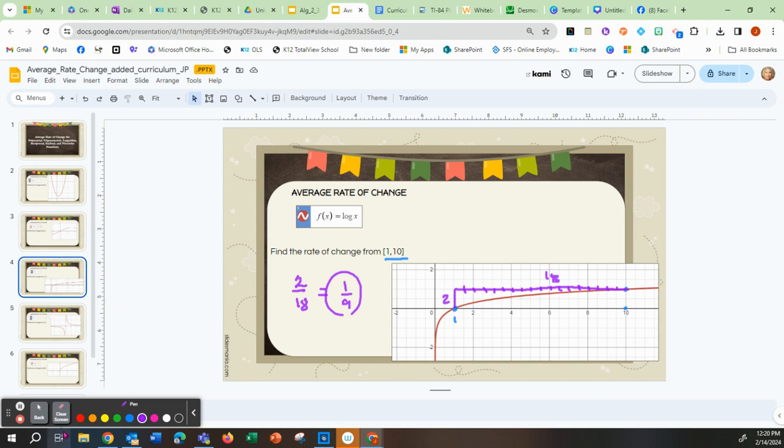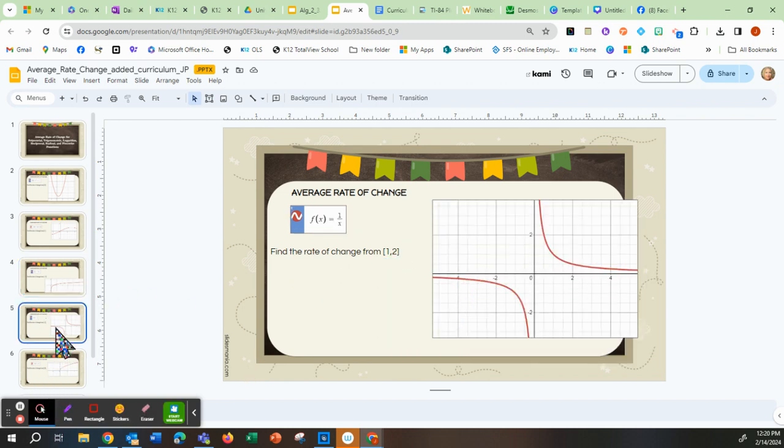All right, let's look at our next example. It is a reciprocal graph. We've got our x in the bottom, and they're asking us to find the range from where x is 1 to where x is 2. So this is where x is 1. It's at this point. And this is where x is 2, at this point.